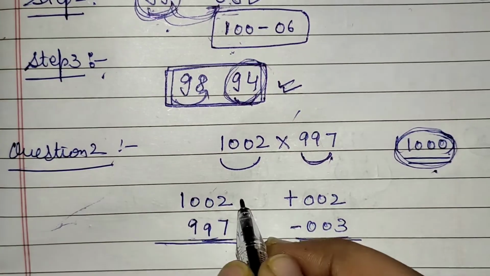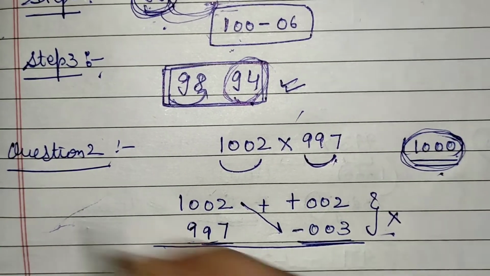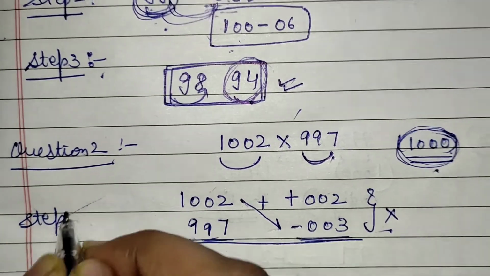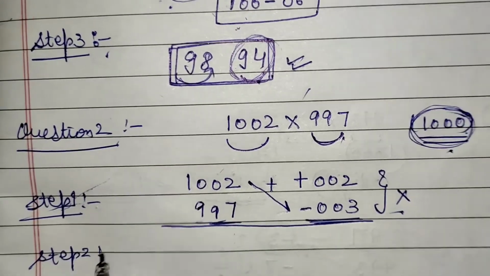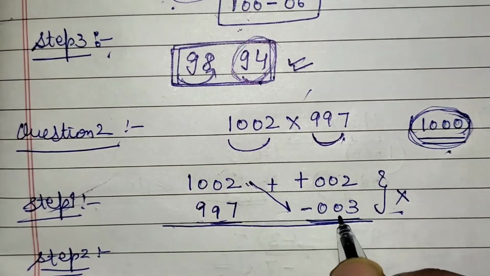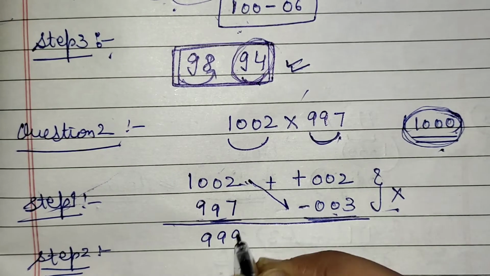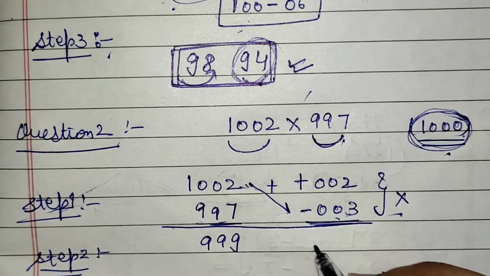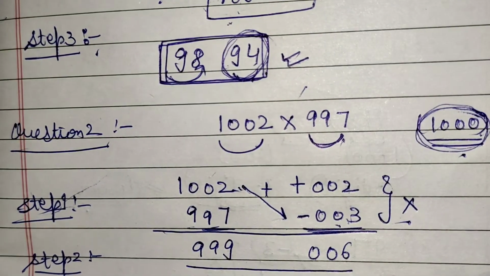Okay, so now do the addition and multiplication of these two values. Step number 1 is this. Step number 2 is what? You have to write down your values like this. 1002 plus (-003) will give you 999, and 002 into 006 will give you 0006.